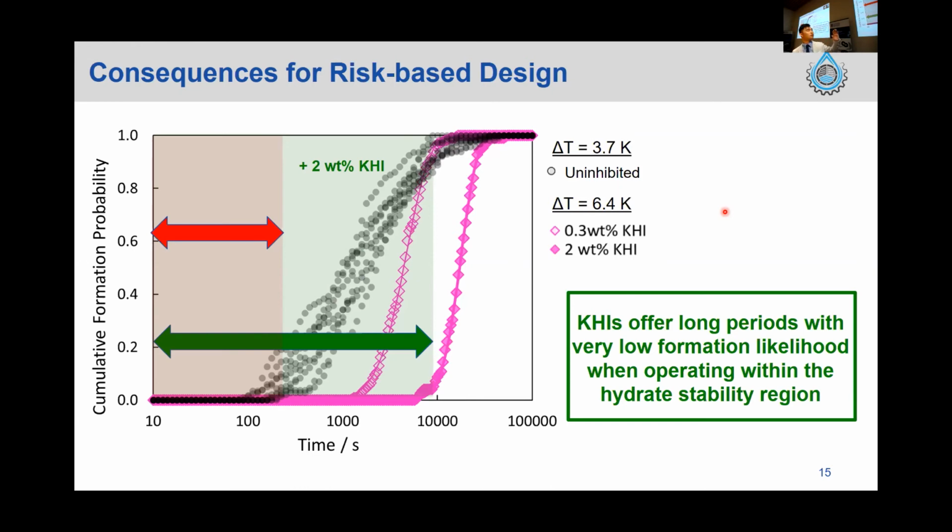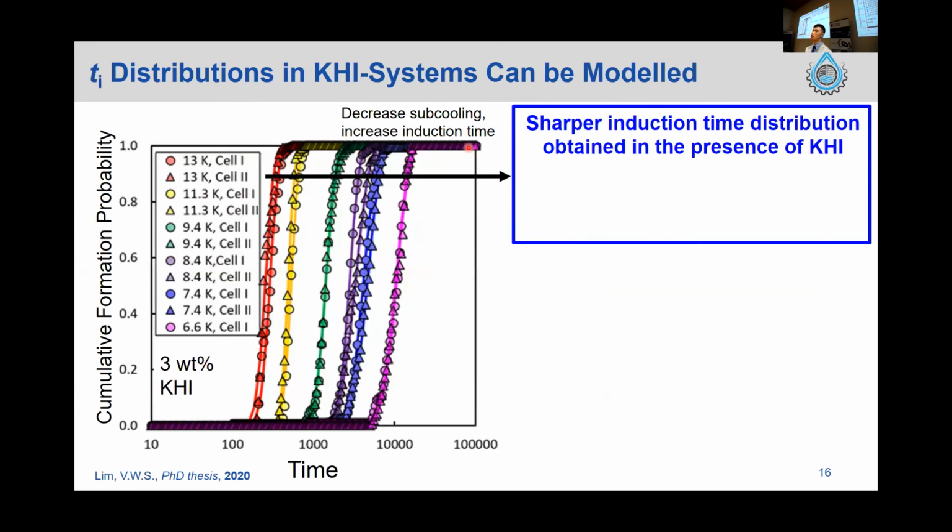Okay, when we look at P equals 0.05 here, that is one thing that it tells you. Another interesting piece of information that we can get from these ALTA experiments is the shape of the distribution. You can see in the base case system, it spreads out from hundreds of seconds to 10,000 of seconds, very, very stochastic. But with KHI, it narrows down the distribution such that you get from 8,000 to 12,000 seconds of induction time. So a sharper distribution is actually obtained in the presence of KHI.